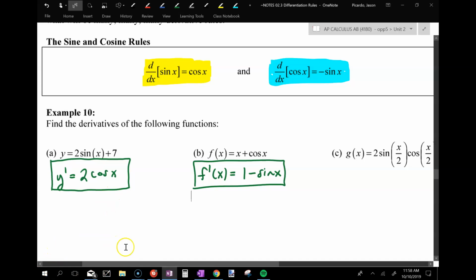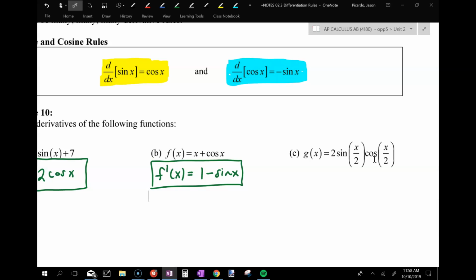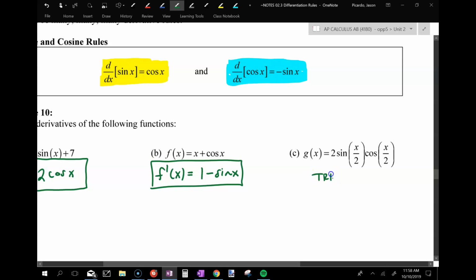Remember I talked about the fact that nobody gets hundreds on AP exams, right? So this would be an example of that, because you can't answer this question unless you understand and know a trig identity. And the trig identity you have to remember is the following.